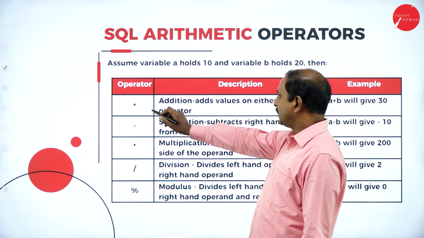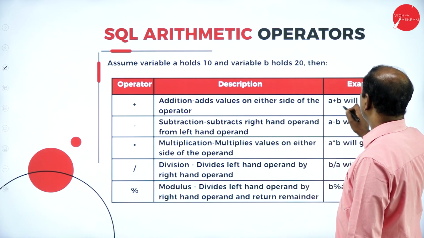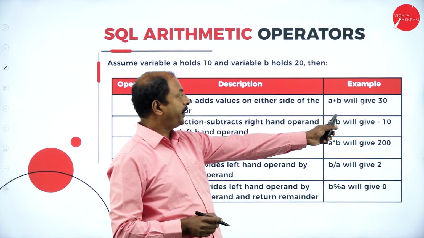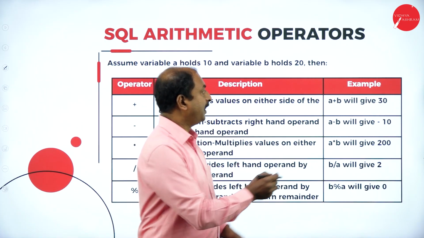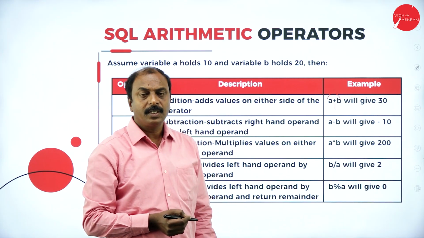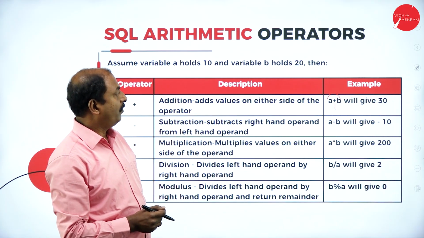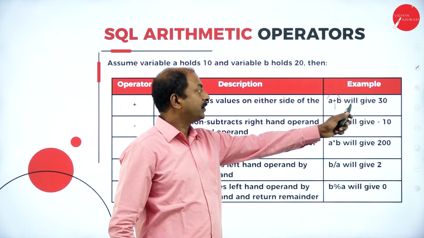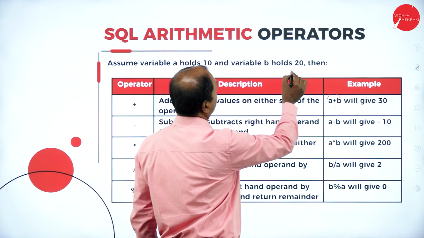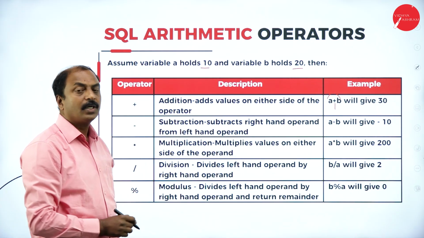One is plus, this is the addition operator. It's going to add the values of two variables, or we say two operands. So in this example, a plus b, plus is an operator, and a and b are called operands. So the plus operator is going to add the values of two operands and give us the result. Assume that the value of a is 10 and b equals 20. This would be the result of this arithmetic operation.